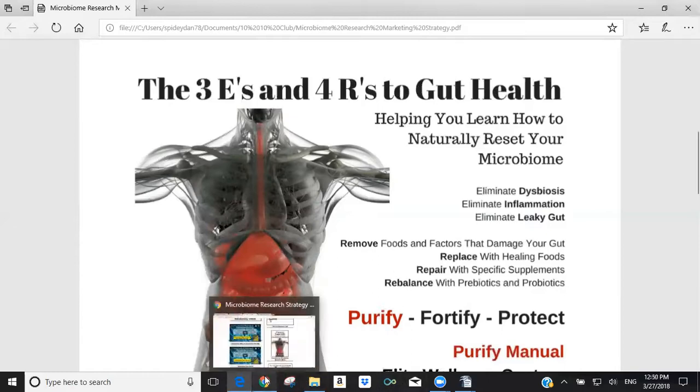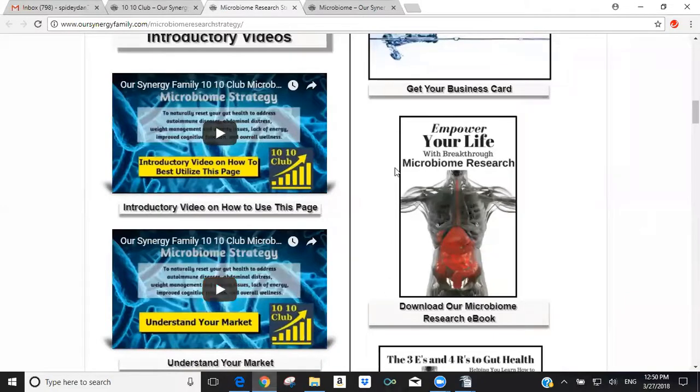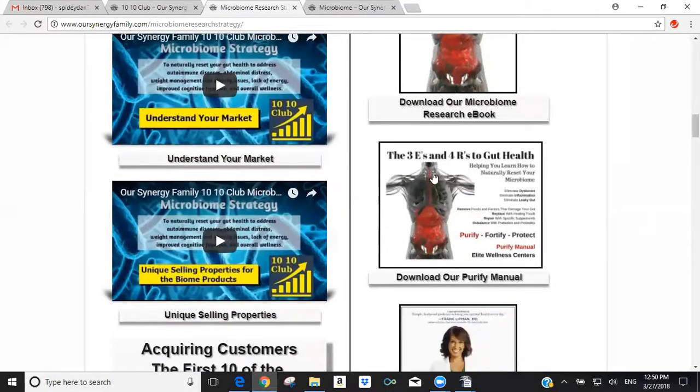Where do you find it? Again, if you go back to your resource tools, you scroll down here on the right-hand side, you'll see download our Purify Manual. If you take your cursor, which is an arrow, and hover over the image, it becomes a finger point. You can click on that, and then that will take you to the PDF for the 3 E's and 4 R's to gut health as it applies to the Purify Manual. Now, again, I can click on that, and it takes me exactly to this manual. And this manual is designed to give people information on how to implement the Purify Kit into their lifestyle.